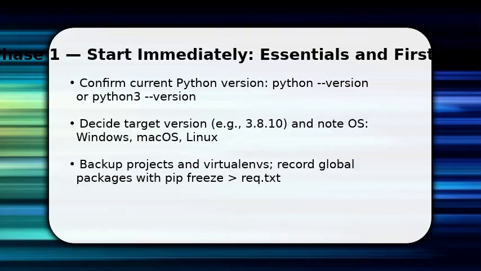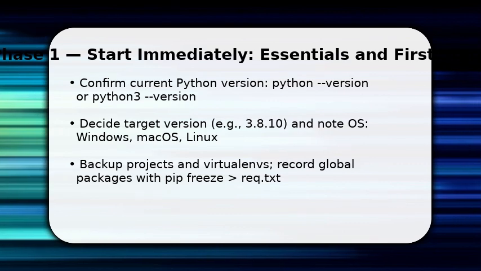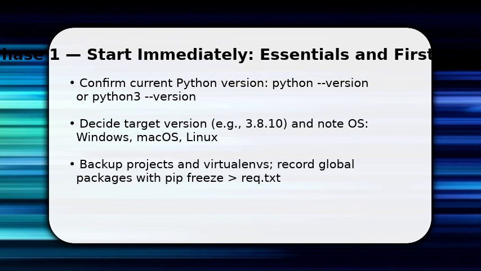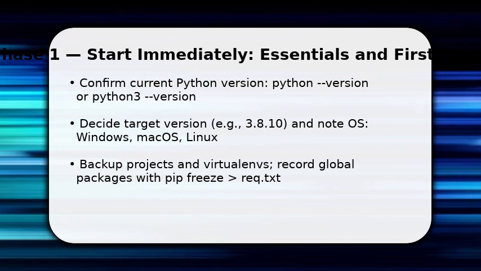Enjoy the video. You start by confirming the current Python release so you know what to change. Run python --version or python3 --version now. Next, choose the exact target version such as 3.8.10, and note whether you're on Windows, macOS, or Linux because installers differ. Once done, back up your projects and export installed packages with pip freeze > requirements.txt so you can restore them later.